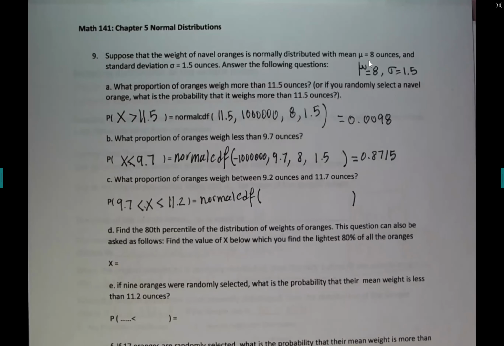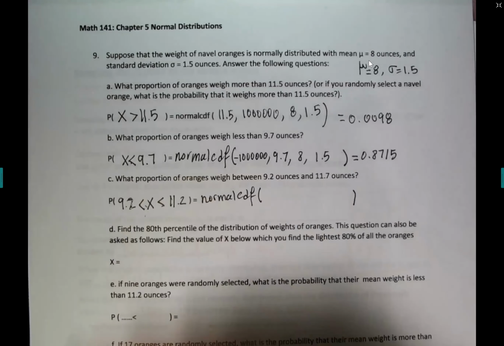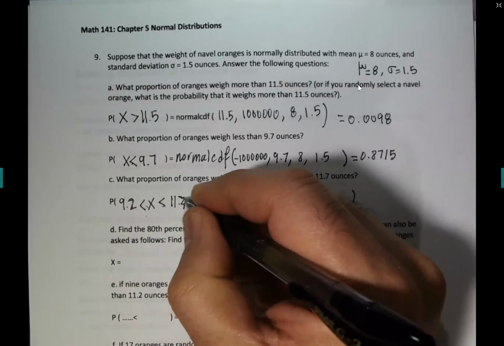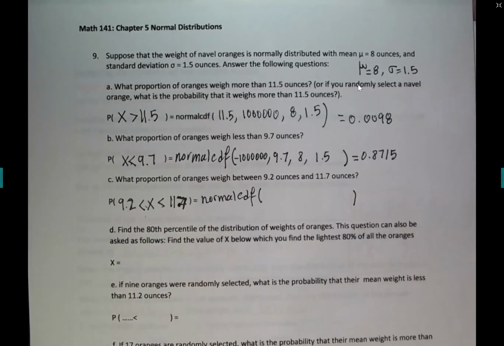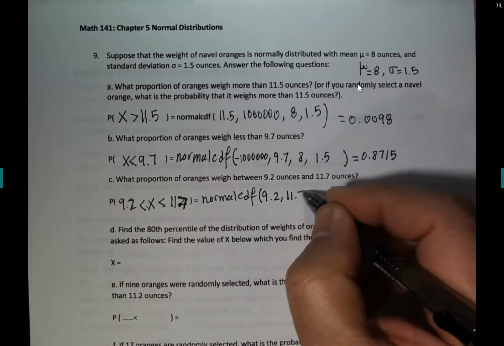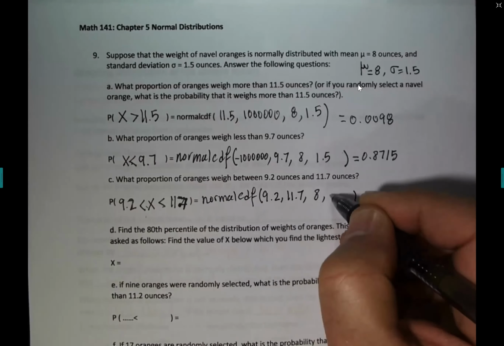I'm glad you're asking those questions, guys, so I can unmute you. Professor, you wrote 9.7. What is, oh, 9.2. Let me see. And then it's 11.7. Oh, I mixed them up. So that will be normal CDF, 9.2, guys, 11.7, mean is 8, and 1.5.